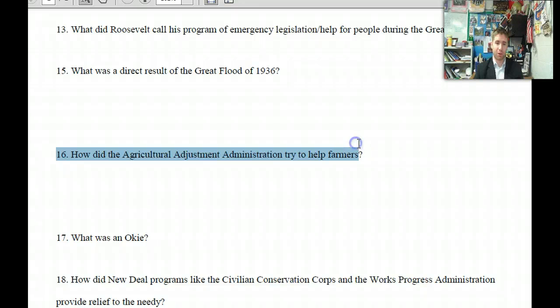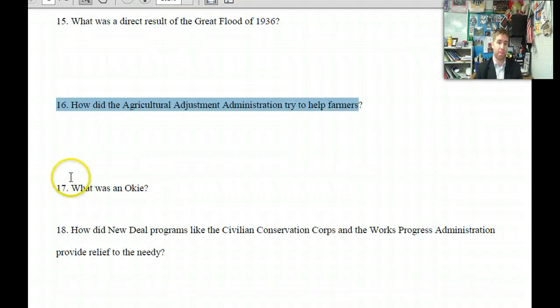16, how the Agricultural Adjustment Administration tried to help farmers. Remember, that's where they're going to ask the farmers to not plant or store their grain so as you reduce the amount of product in the market. Remember, this is something that my dad, to an extent, participated in the late 80s, early 90s, where we would store grain in our grain bins and not put it to market. The government would then pay us a little bit of money to store that grain.